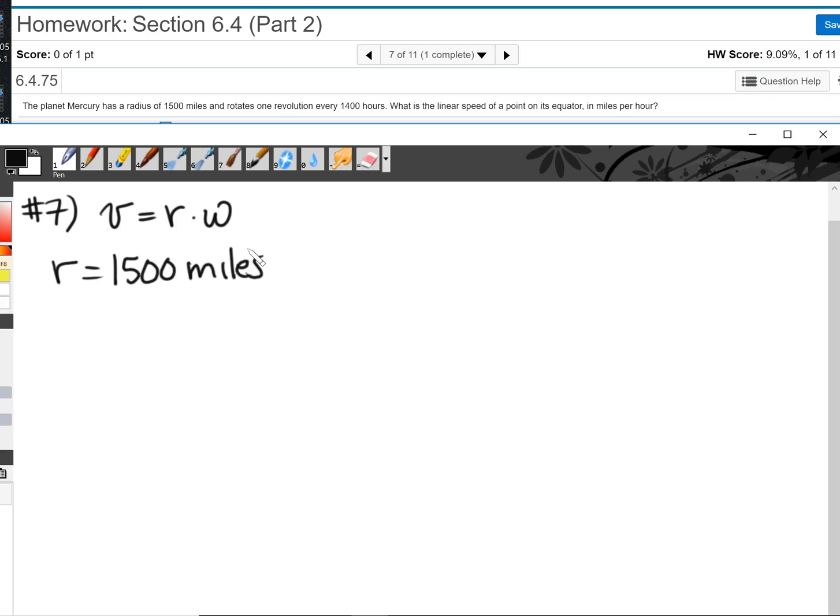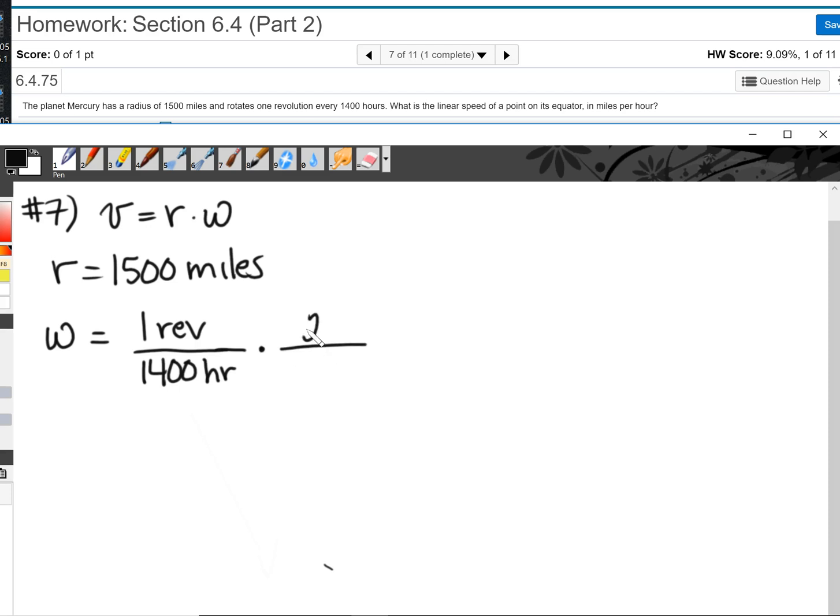And then when they tell us here it rotates 1 revolution every 1400 hours, that's angular speed, because that's telling us how quickly we're turning, basically, over time. But let's look at how we can make that maybe more useful for us. So we have the 1 revolution every 1400 hours. So I'm going to actually write that as 1 revolution per 1400 hours.